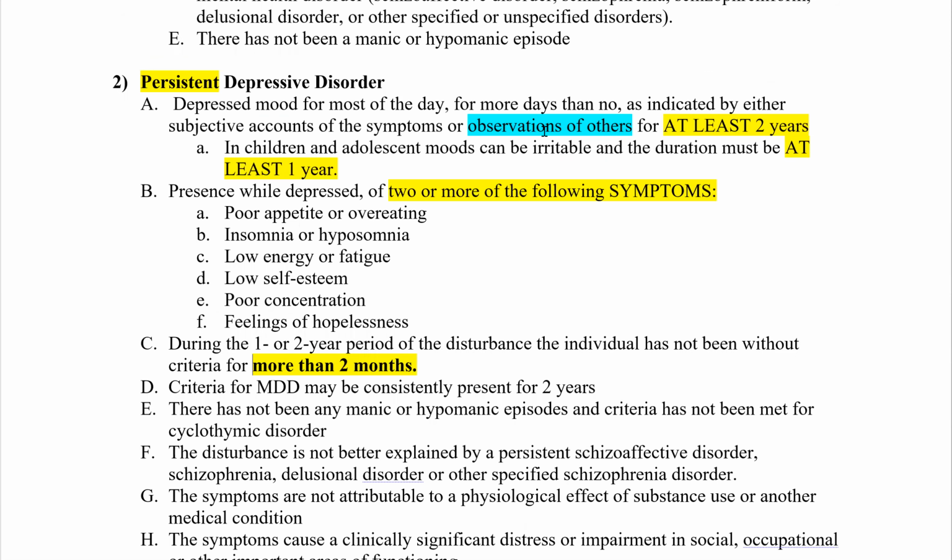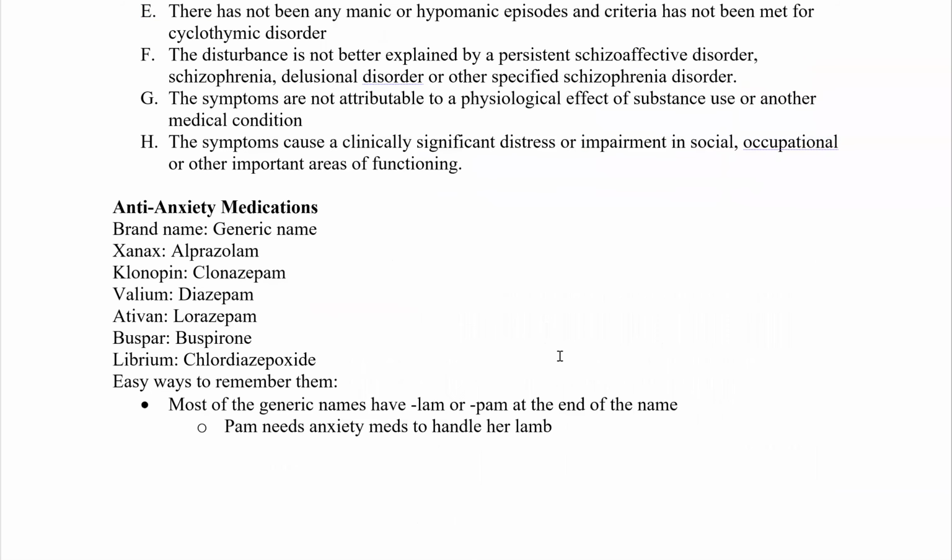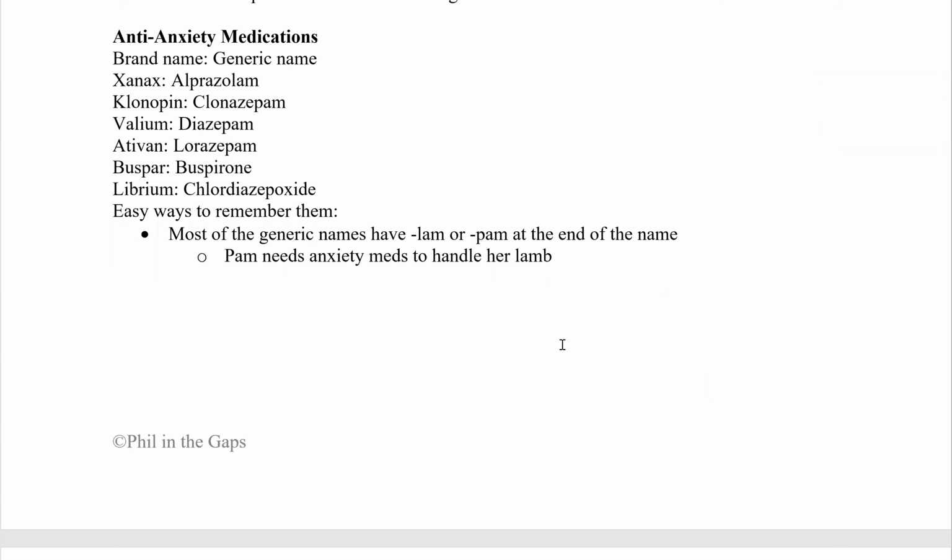And then persistent, again, it persisted over time. So it's going to be 2 years or longer, or for children, 1 year or longer. And there is not going to be an absence of more than 2 months, because if that's the case, it's going to segue to MDD again. And it's not attributable to the physiological effects of substances and or medical condition. Let's segue into the next class of medications and disorders: the anti-anxiety medications in anxiety disorders.